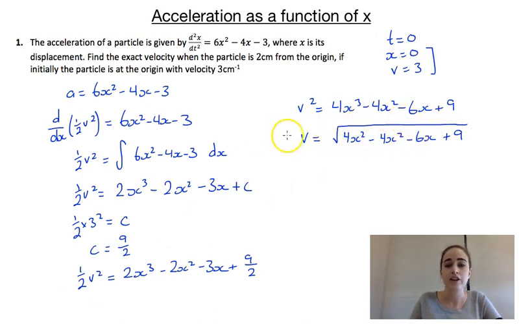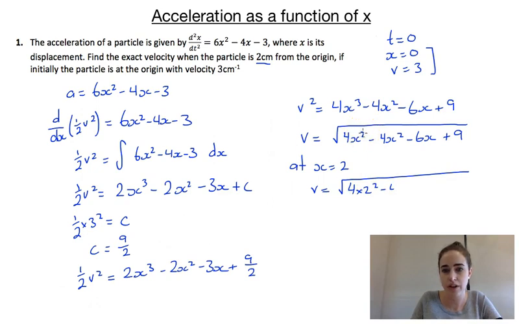All right, so we've got velocity in terms of displacement, but we're asked to find the exact velocity when the particle is 2 centimeters from the origin. So at x is equal to 2, the velocity would be equal to the square root of 4 times 2 cubed, sorry, that should be a cube there, minus 4 times 2 squared minus 6 times 2 plus 9, which would end up giving us the square root of 13 centimeters per second.